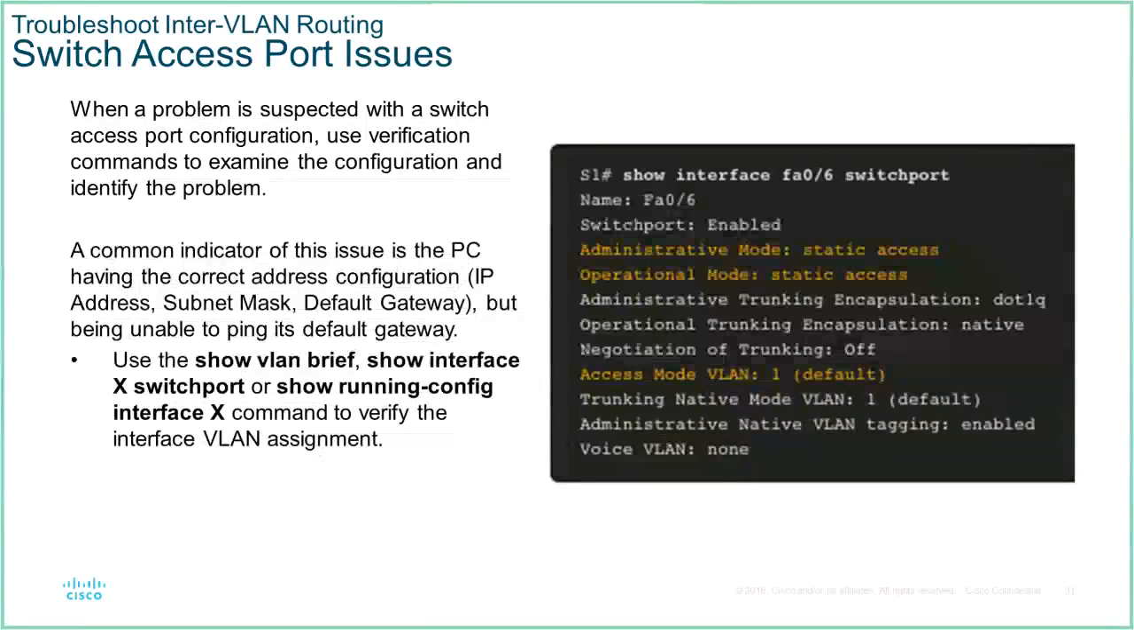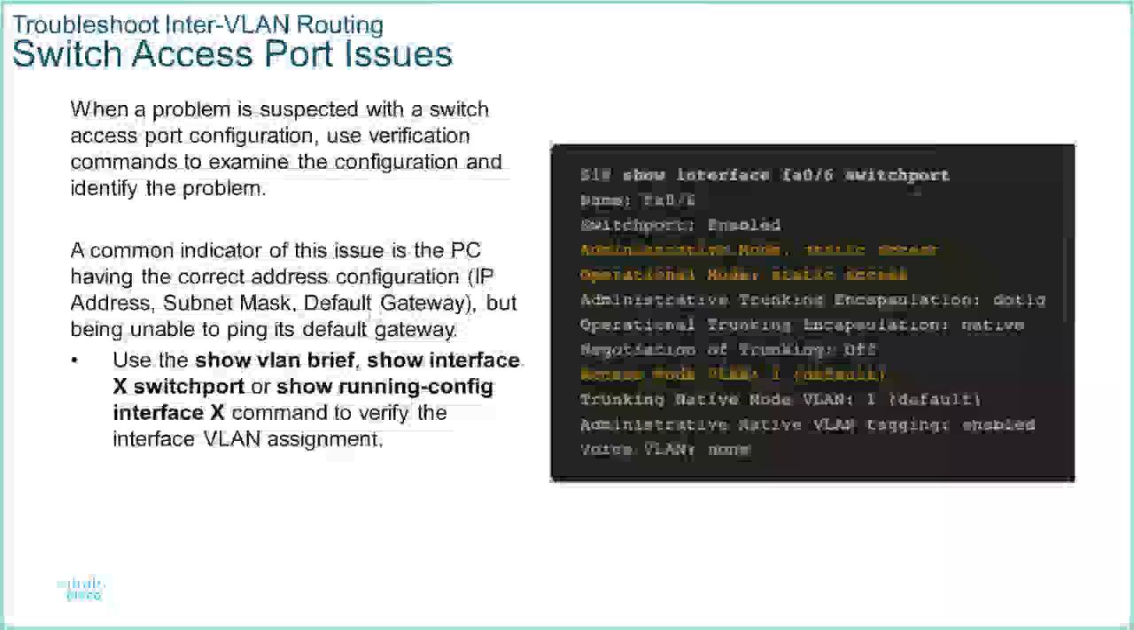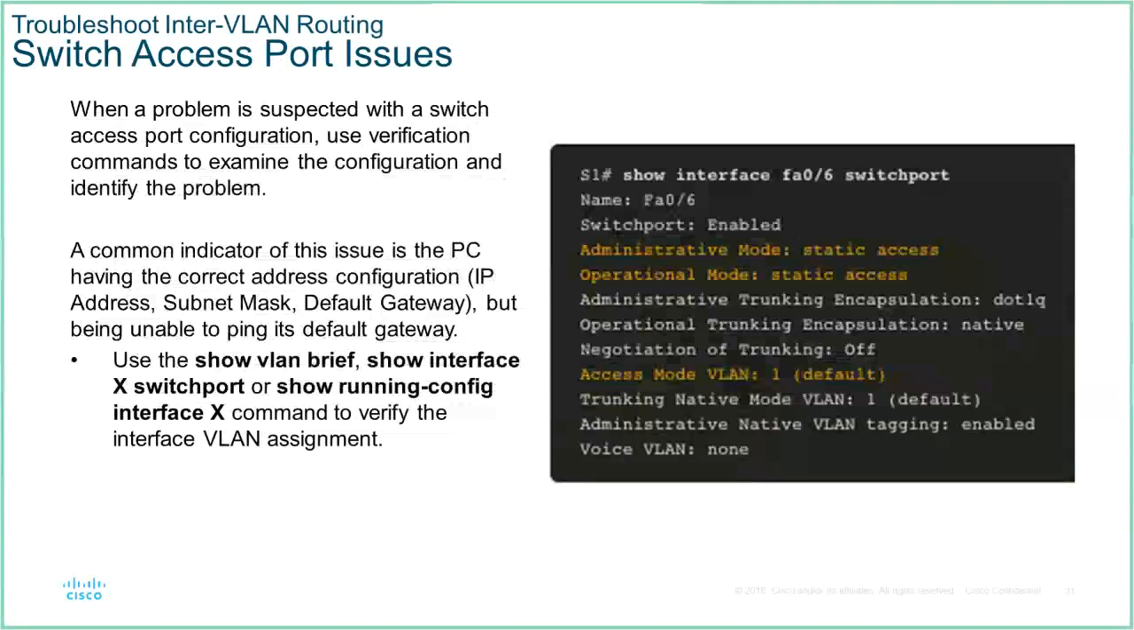Alright, when we're looking at switch port 6 again, on switch 1, which is where our PC is connected, we're looking at it being a member of access VLAN 1. So if you look here, it's at the default configuration of VLAN 1. So we don't have our switch port associated with VLAN 10, so it will not provide connectivity to our PC.